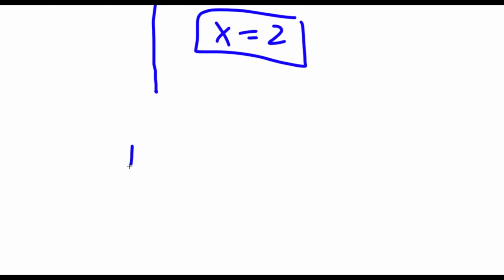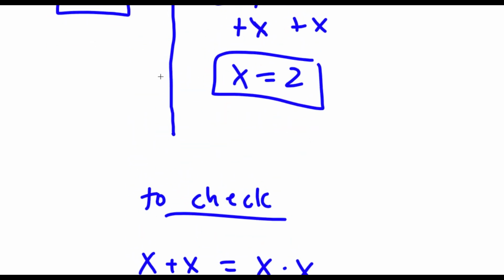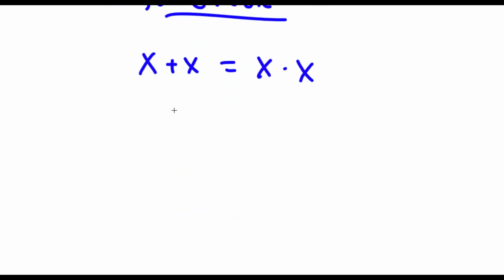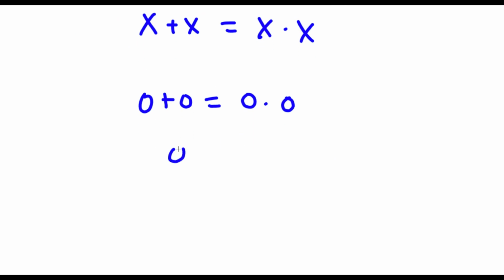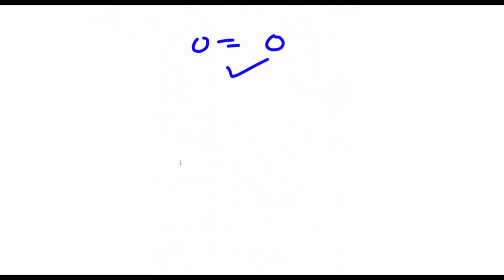Alright, so now to check, my original equation was x plus x is equal to x times x. So let's first start with x equals 0. If x equals 0, I have 0 plus 0 is equal to 0 times 0. 0 plus 0 is 0, and 0 times 0 is 0 as well. So this is right.